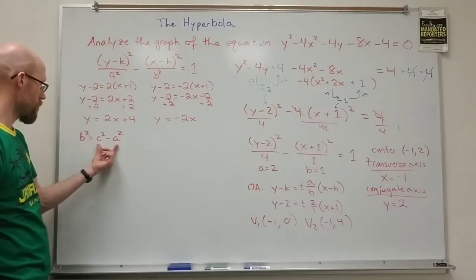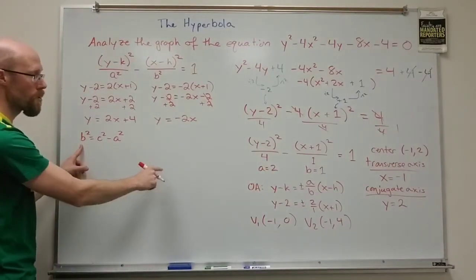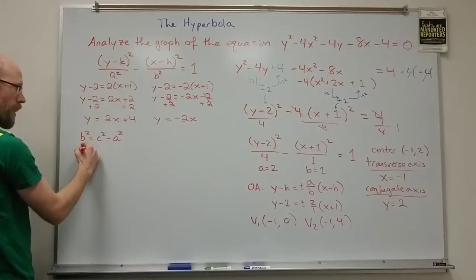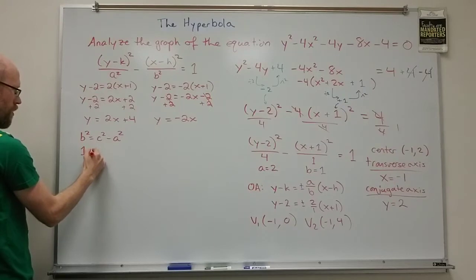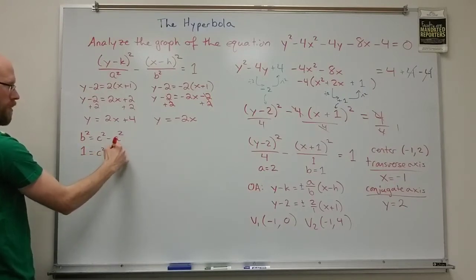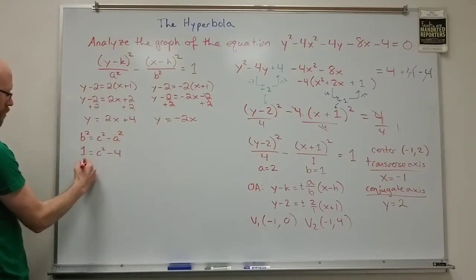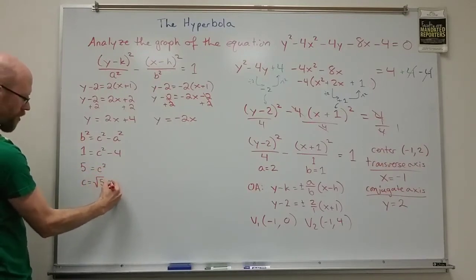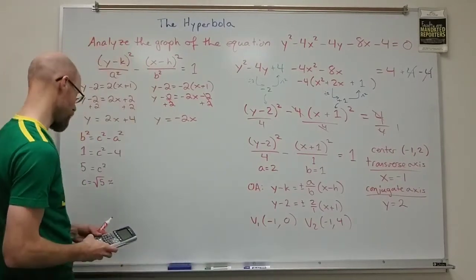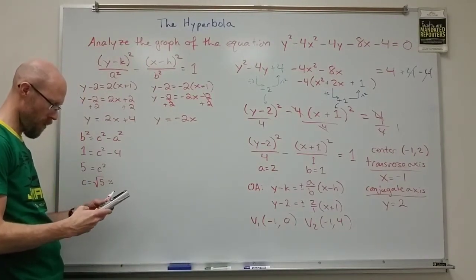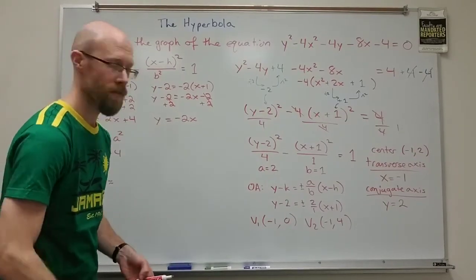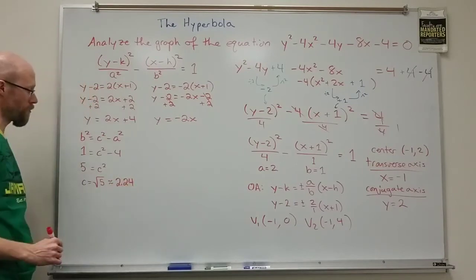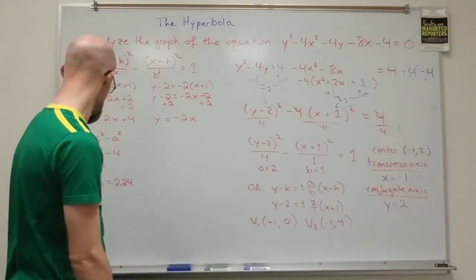And then I plug in my b squared and a squared, which I know are 1 and 4 respectively. So 1 squared is 1, and 2 squared is 4. If I add the 4, I get a 5. And so c is going to equal the square root of 5, which is approximately 2.23, a little bit off, right? 2.24. Approximately 2.24. It's almost 2 1/4, all right?